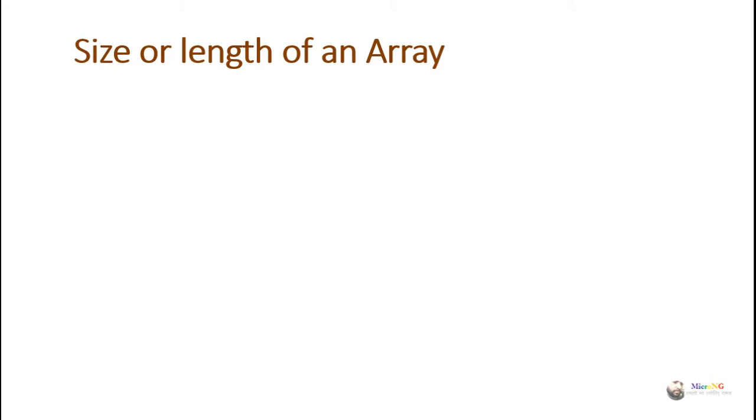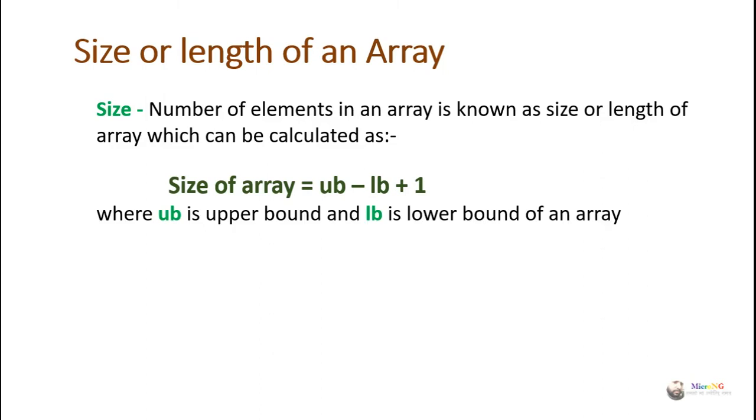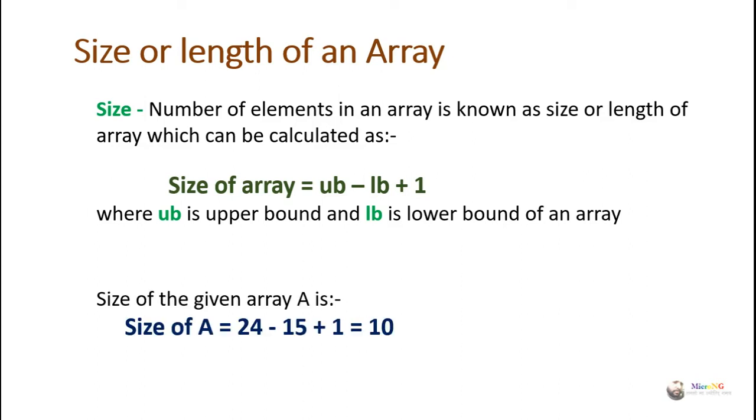Size or length of an array. Number of elements in an array is known as size or length of array, which can be calculated as size of array equals UB minus LB plus 1, where UB is the upper bound and LB is the lower bound index of an array. So in the previous example, array A, the upper bound was 24 and lower bound is 15. So the size of A can be calculated as UB minus LB plus 1, which is 24 minus 15 plus 1.